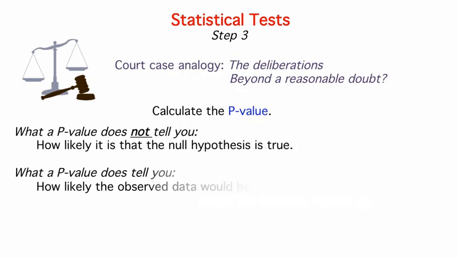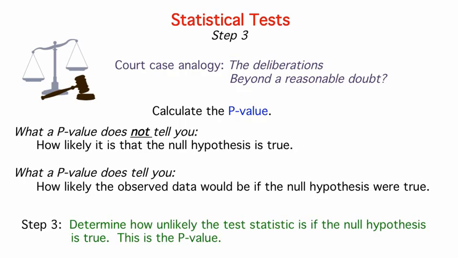What a p-value does tell you is how likely the observed data would be if the null hypothesis were true. It's a measure of the strength of the evidence against the null hypothesis, and the smaller the p-value, the stronger the evidence. So our third step is to determine how unlikely the test statistic is if the null hypothesis is true, and this is our p-value.